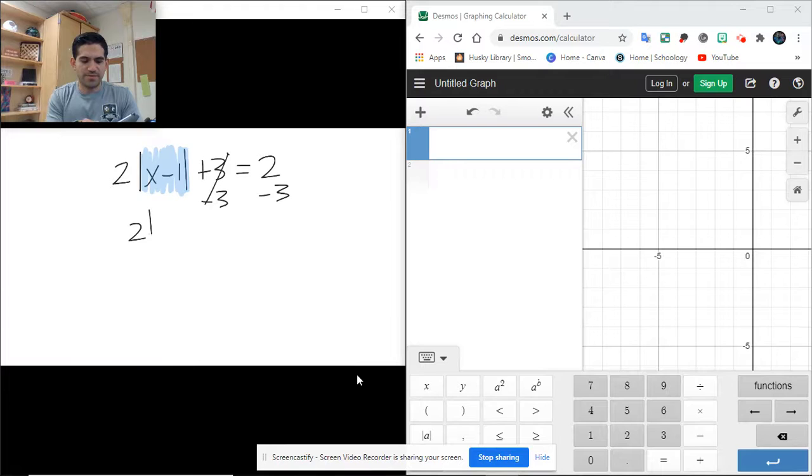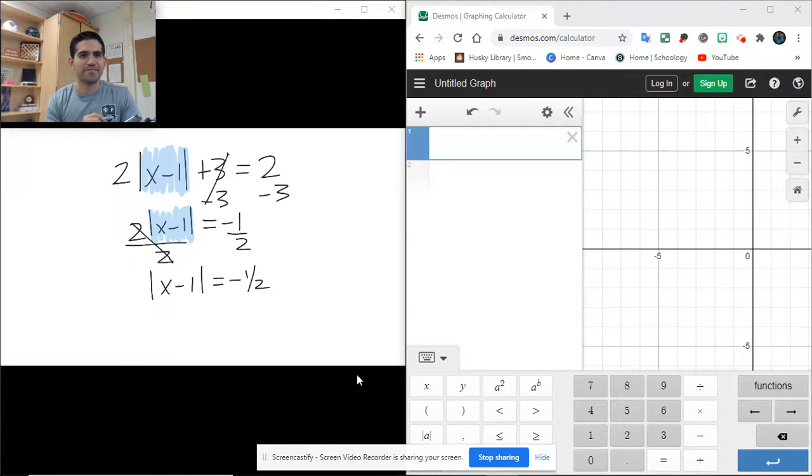And I have 2 absolute value of x minus 1 equals negative 1. I still want to make sure that I leave this piece on its own, right? So I've got to get rid of the 2 that's in front of it. Since it's 2 times x minus 1, I do the opposite by dividing. So divide both sides by 2. And I have the absolute value of x minus 1 equals negative 1/2. Or if you prefer, negative 0.5. Okay? Now I can split it into two parts, the negative side and the positive side.